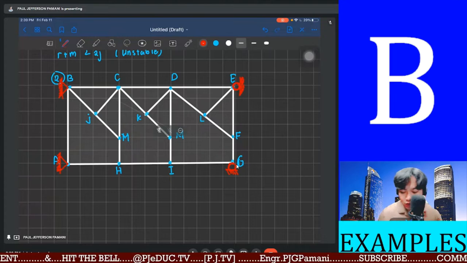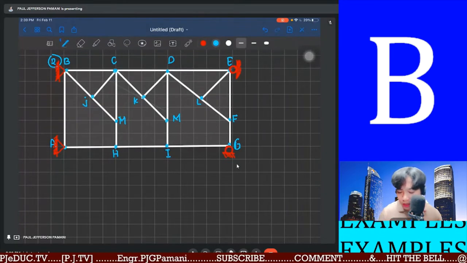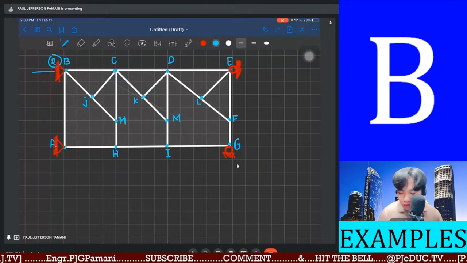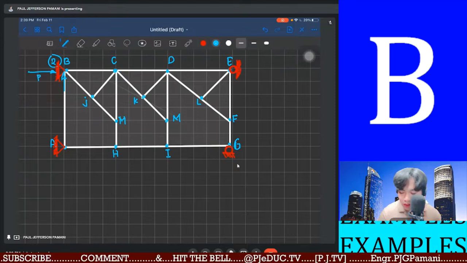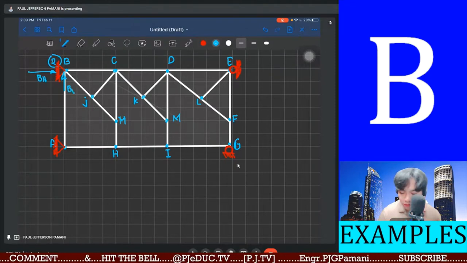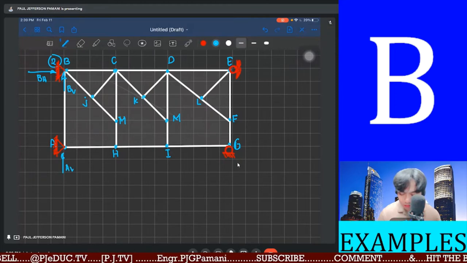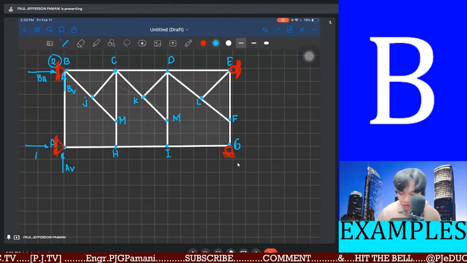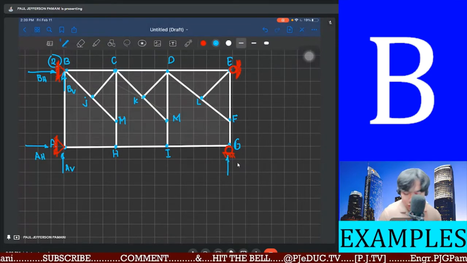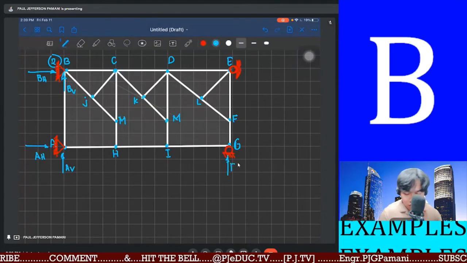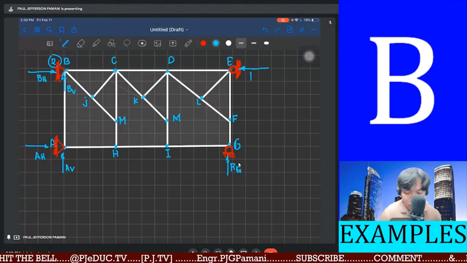So first things first is for us to identify the number of reactions. Plot natin yung ating reactions. Of course, there will be horizontal vertical for a hinge, that is your BH and BV. Horizontal vertical for hinge at joint A, and another on the horizontal. And of course, perpendicular with the surface of contact, that is your RG and RE.